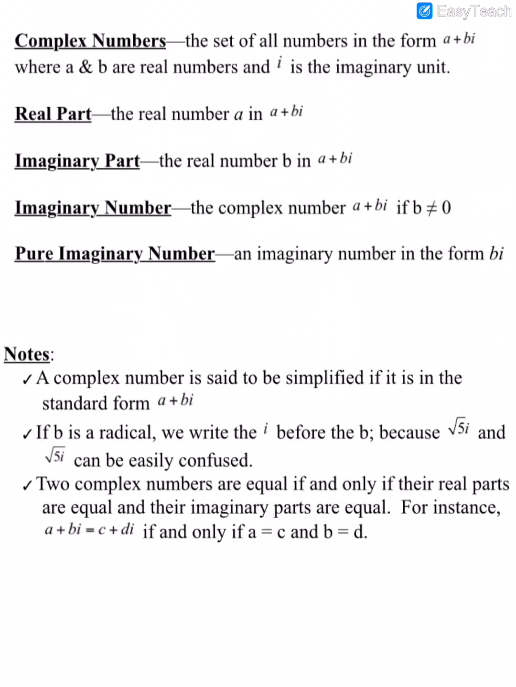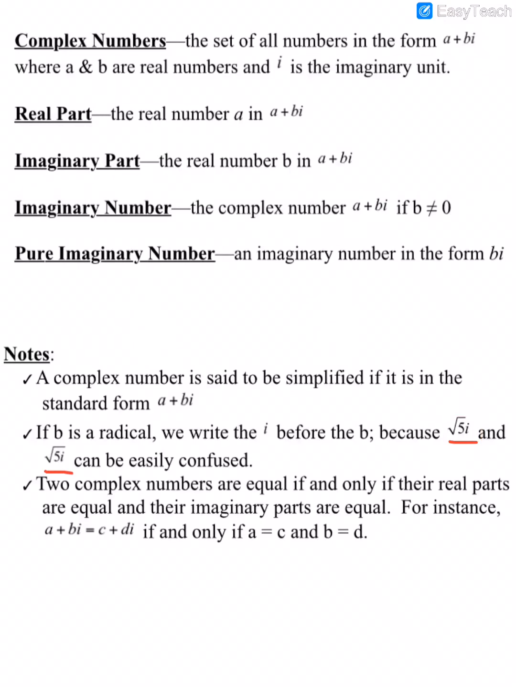Some notes with this are that a complex number is said to be simplified if it's in the standard form a plus bi. So when you're writing your answers for your complex numbers, you should always put the real number first and the imaginary number last. If b is a radical, we write i before the b because when we look at these two examples, it's hard to tell where the i is located. It's hard to tell if the i is under the radical or not. In this first square root of 5i, the i is not under the radical. In this one, it is under the radical.